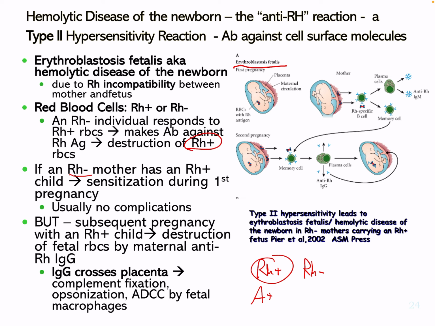If an Rh negative mother has an Rh positive baby in her first pregnancy, there will be sensitization during the first pregnancy, and there are usually no complications. But in a subsequent pregnancy, if there is an Rh positive child, there will be destruction of the fetal red blood cells by maternal antibody, IgG. As we discussed, IgG can cross the placenta, as we see here, and this results in complement fixation, opsonization, and ADCC by fetal macrophages.